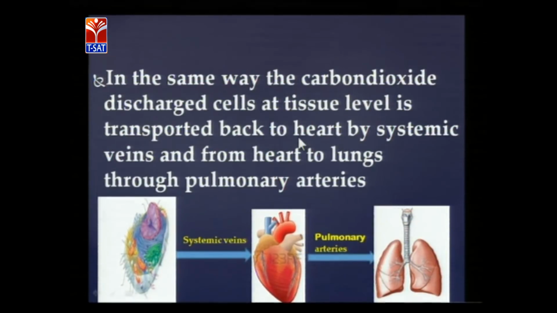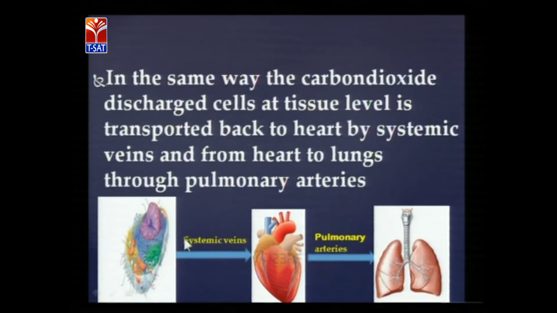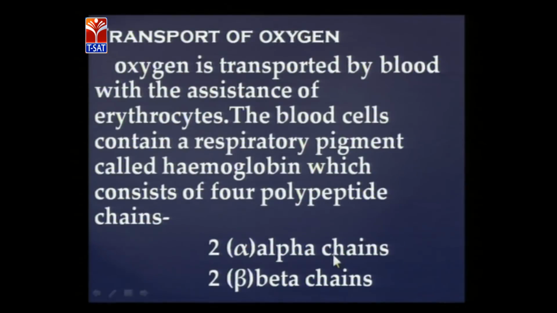In the same way, the carbon dioxide which is discharged by cells at tissue level is transported back to the heart. We have seen that the oxygen which we inhale into the alveoli reaches the heart and then reaches the tissue level. From tissues it again reaches the heart using systemic veins, and it again reaches the lungs by the use of pulmonary arteries.